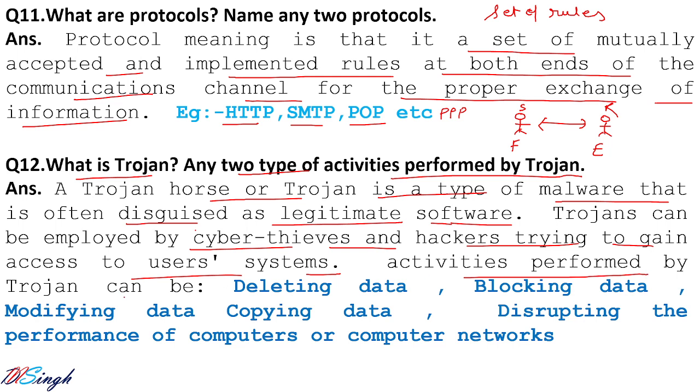Activities performed by Trojan can be deleting data, blocking data, modifying and copying data, disrupting the performance of your computer or network. So all that can be done. They can also steal the data and send it to the person who is controlling these Trojans.